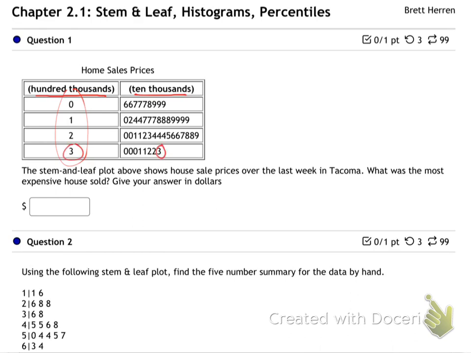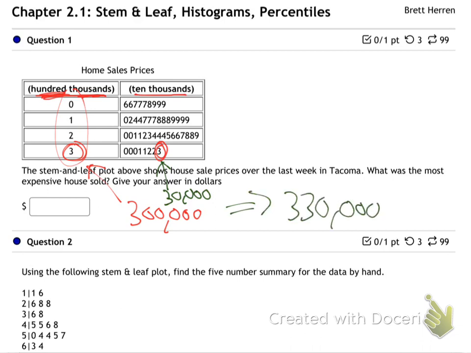What does this 3 right here mean? 300,000, right? Hundreds of thousands, 300,000. And what does this mean? This means 30,000. So it's going to be 330,000. That means 30,000, so altogether, 330,000 was the most expensive house sold. Does that make sense how I pegged that? Because these are tens of thousands. 3 times 10 is 30,000. 330,000 is the answer they want there.